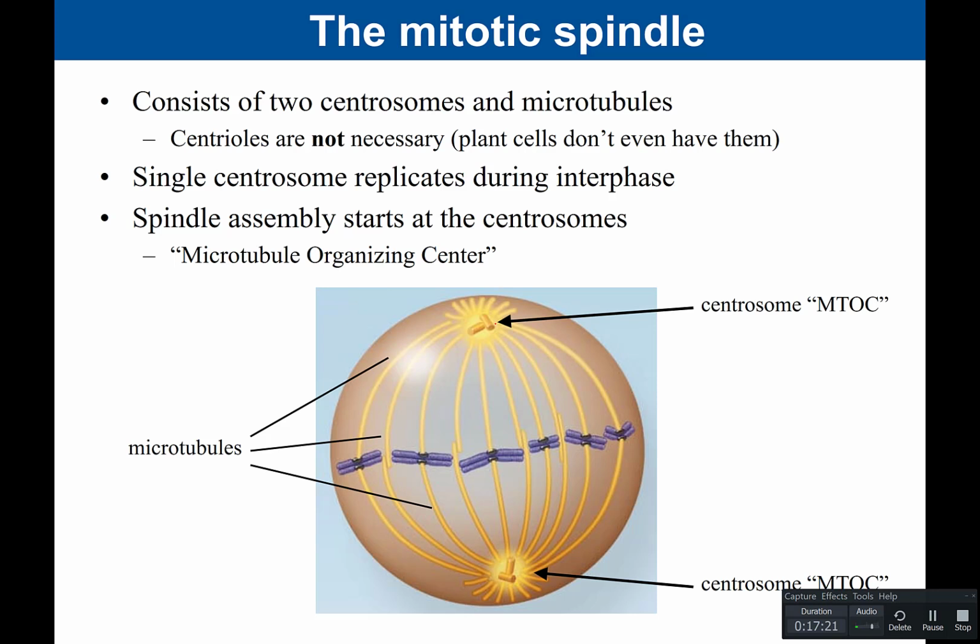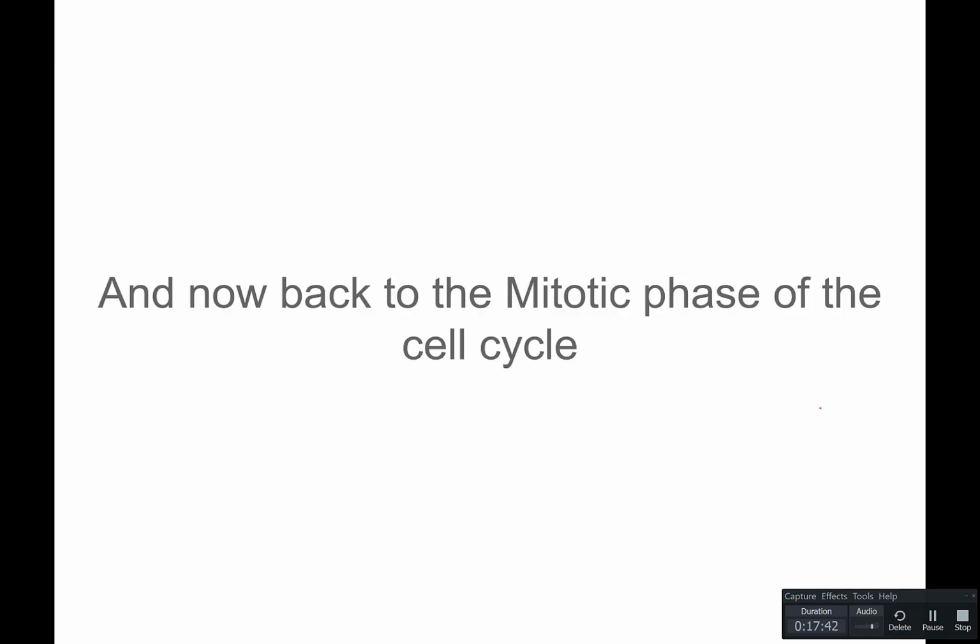So assembly of the spindle is going to start at the centrosomes and it's going to radiate out. The single centrosome is going to replicate during interphase so that we have 2. They will end up so that there is 1 at each end. So now we need to get back to the mitotic phase of the cell cycle.